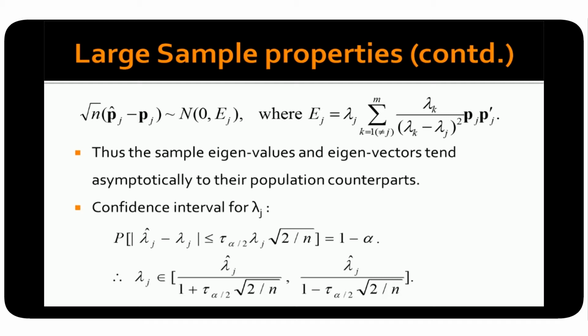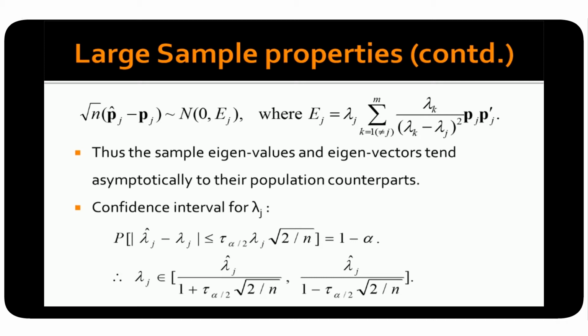So notice that lambda j hat is normal with mean lambda j and variance twice lambda j square by n. Therefore, the probability that the modulus of lambda j hat minus lambda j is less than or equal to tau alpha by 2 lambda j into root over 2 by n is equal to 1 minus alpha. Now what does this imply?